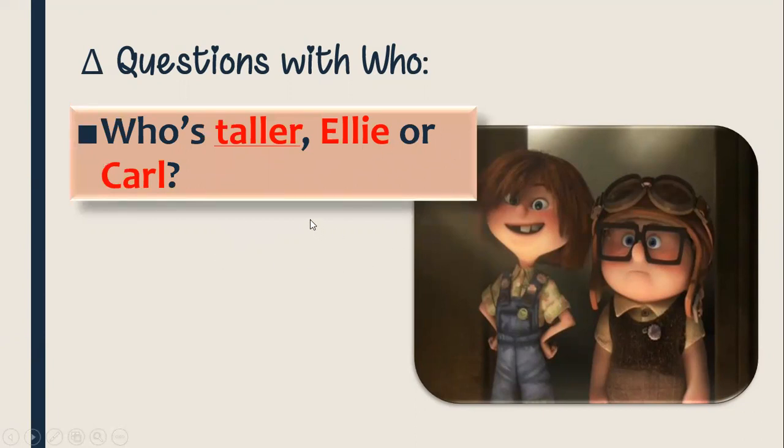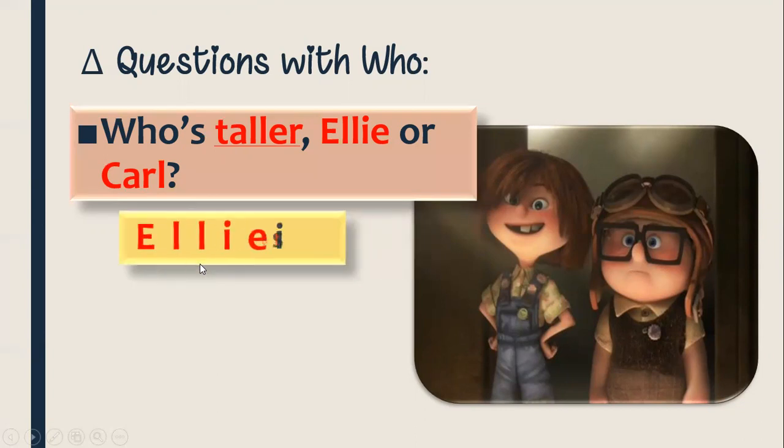In this case, we are going to pay attention to the sentence, to the answer of this question. Let's see. In this case, I am saying the name of the person. Ellie is taller. She is taller. She's taller. Who's taller, Ellie or Carl? In this case, I am answering Ellie is taller.